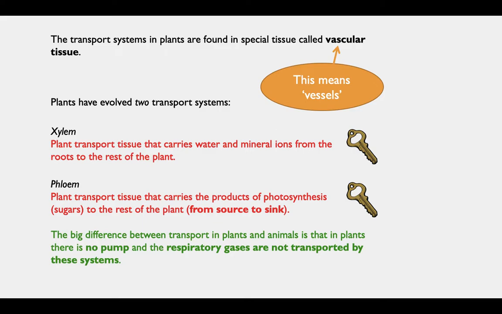And the big difference between transport in plants and animals is that in plants there is no pump, and by pump I mean something like the heart, and the respiratory gases are not transported by these systems either. The respiratory gases are taken in via the leaf through the stomata.